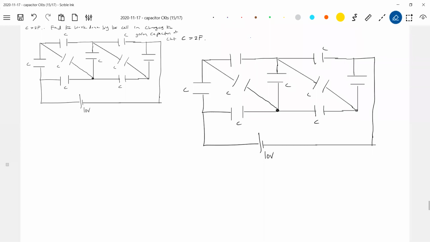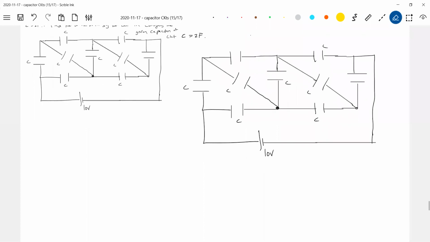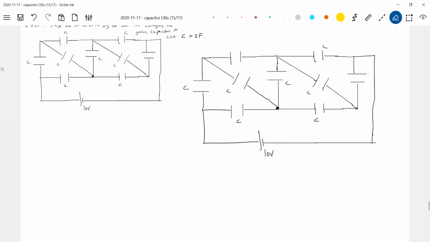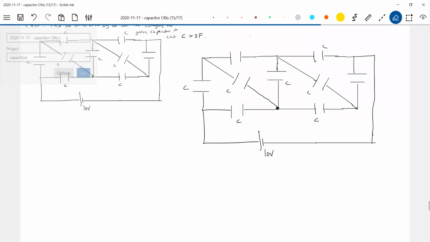What will be your find the work done by the cell? So what shall we do? Shall we go for distribution of charge method or the nodal analysis? That is what a student has to take a decision here.